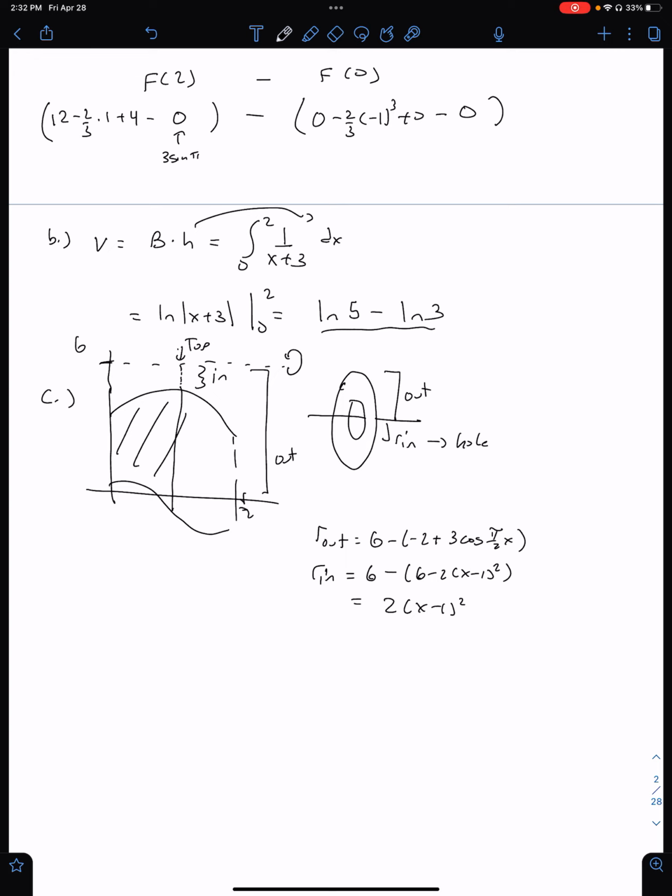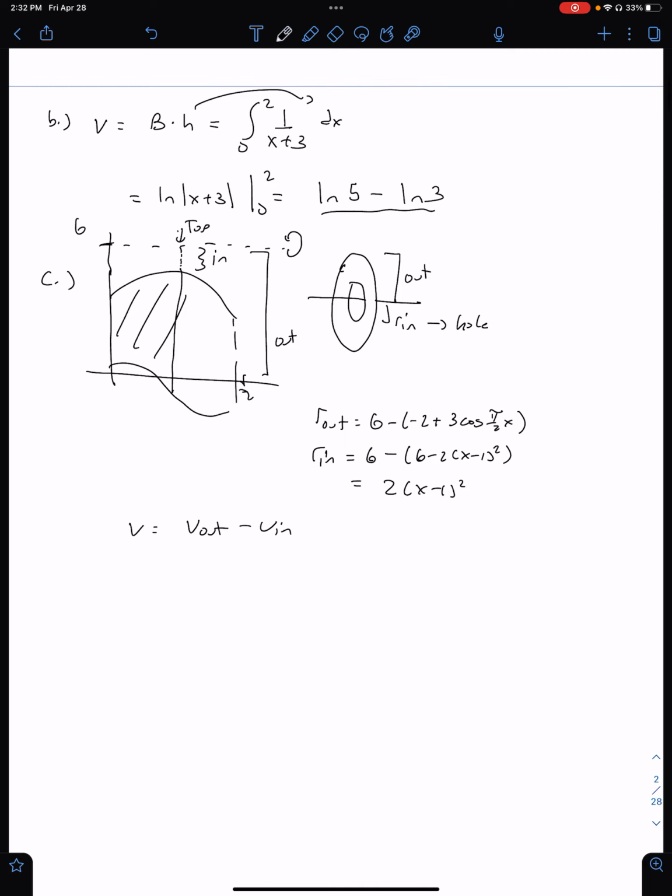All right, so now we get the volume. So to get the volume, remember this is volume of the outside minus the volume of the inside. So it's going to be pi, radius of our outside squared minus radius of our inside squared, dx or dh, or times h right there. That's a formula if you want to memorize it. I'm not a big formula fan, so I just set it up.